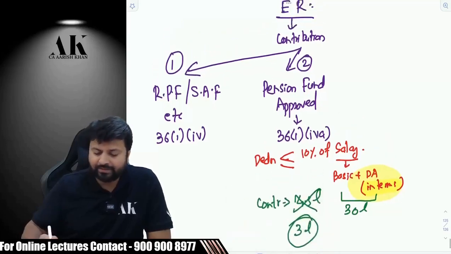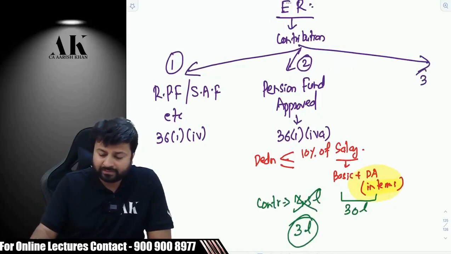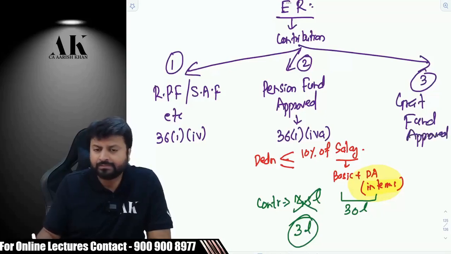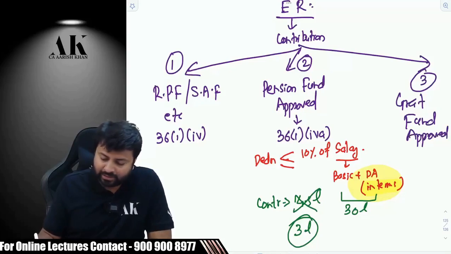What is the third benefit which the employer is doing? The third benefit: the employer is contributing to a certain gratuity fund. An approved gratuity fund, again approved; all of them should be approved by certain authorities. This gratuity fund contribution is also allowed as a deduction under section 36(1)(5) now.